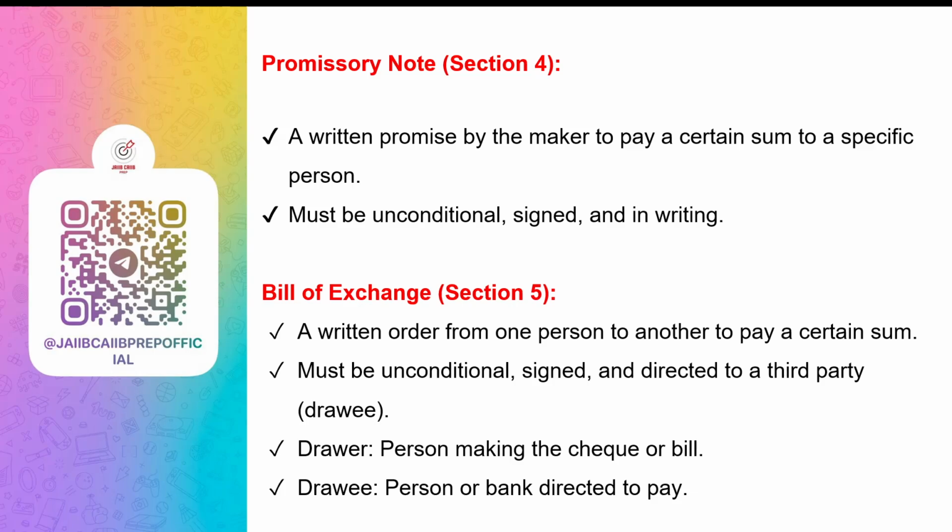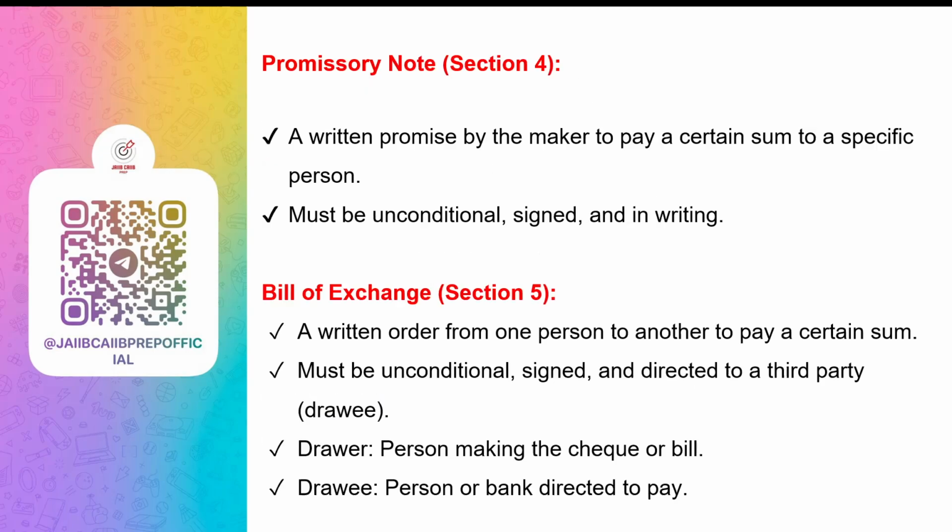For example, a businessman might order his customers to pay a certain amount directly to the supplier. That written instrument becomes a bill of exchange. Even if the payment is to be made after some days or on a future date, it is still valid as long as the event is expected to happen for sure. The person who is making the bill is known as the drawer, and the person or bank directed to pay is known as the drawee.